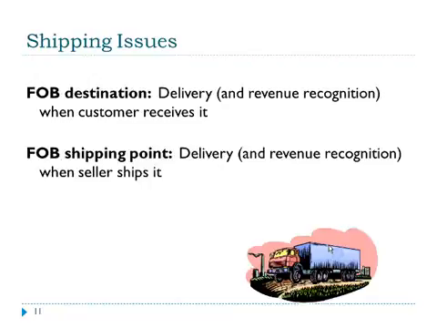FOB destination means that delivery and revenue recognition occurs when the customer receives goods. FOB destination means that the seller still owns the goods during the shipping process, so delivery has not happened until the goods actually get to the customer. FOB shipping point is the opposite. Delivery and revenue recognition occurs immediately when the seller ships it because the goods belong to the customer during transit.